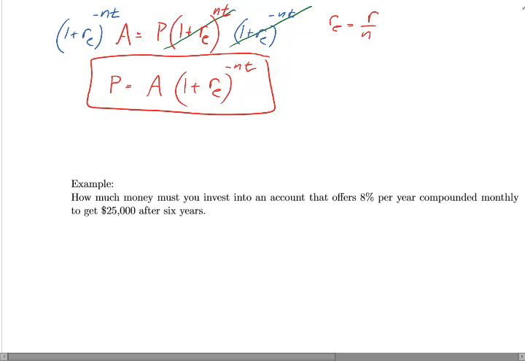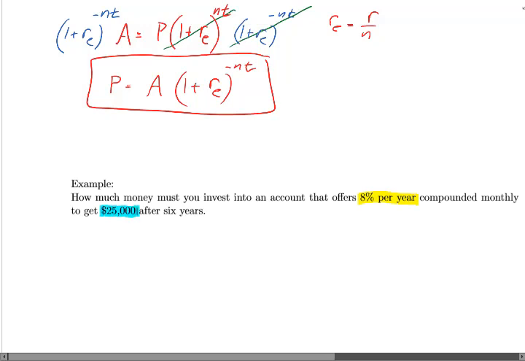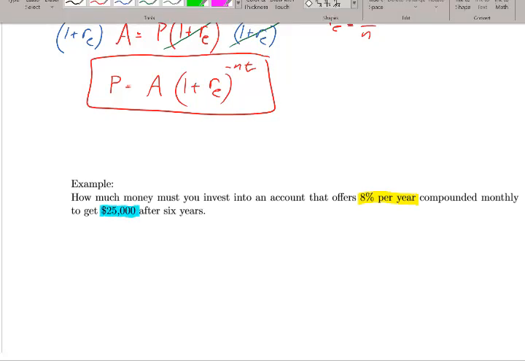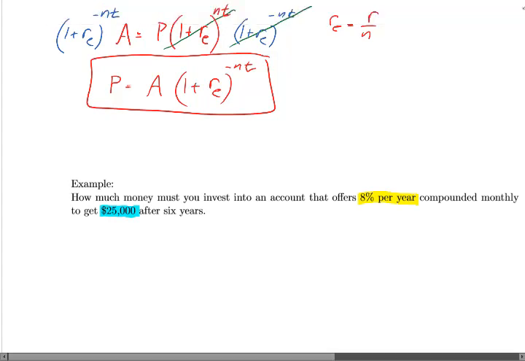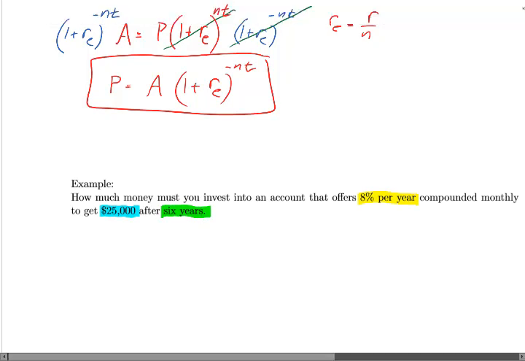Alright, so in this example, we're going to invest my money into an account. This account gives us an 8% rate of return per year. And we want to have $25,000 after 6 years. Alright, so let's go ahead and work this out.